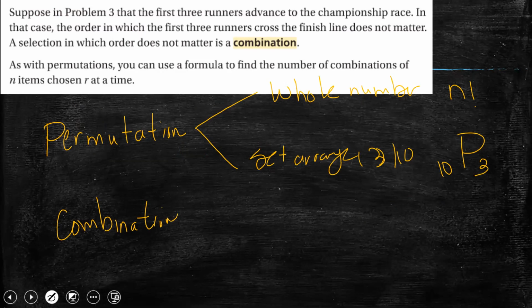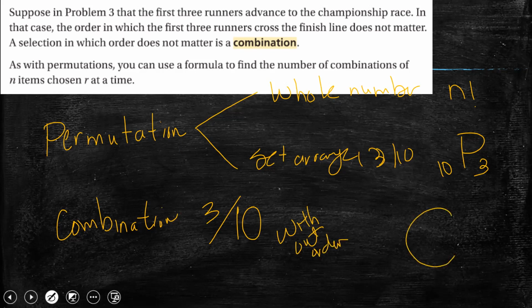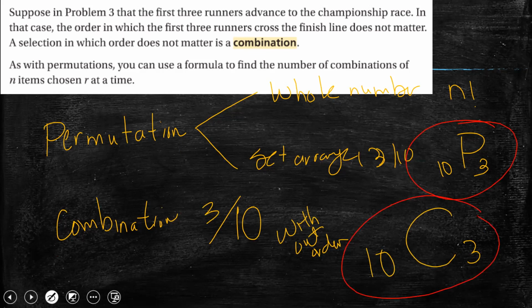But if I now have to take 3 girls from 10, but without order, I will use the letter C, which is combination. P is permutation, C is combination. For the first case, I want to choose 3 arranged girls from 10. But for the second one, I want to take any 3 girls from 10 without order. So the order is not important.